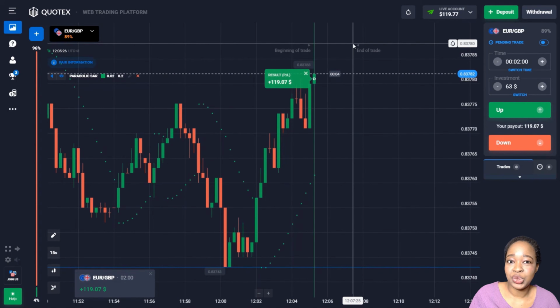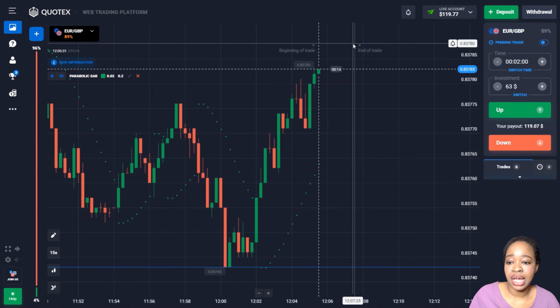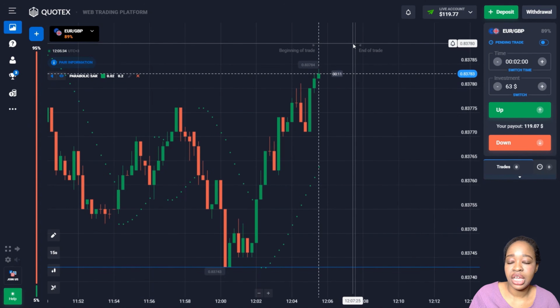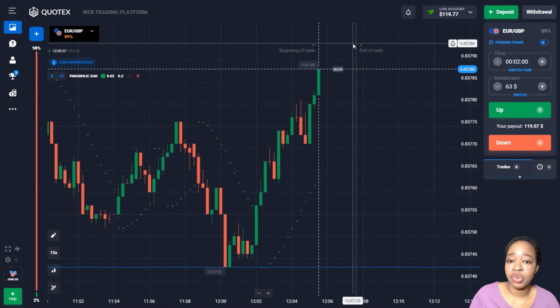This is quite good, friends. The price is showing a very impulsive movement up, and this trade was very profitable here. You can see the indicator was right and showed me a very good entry point.